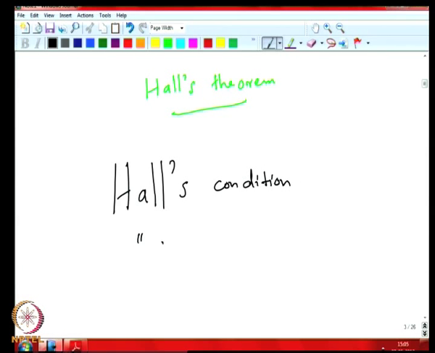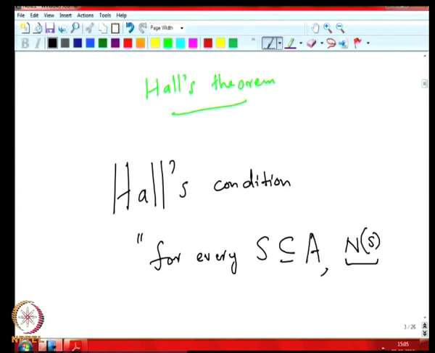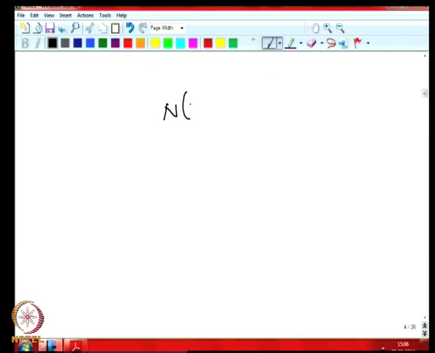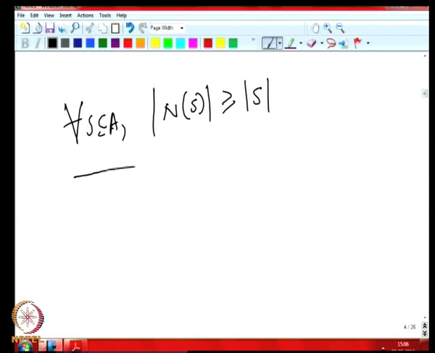What is the condition? The condition says for every S subset of A, that means if you consider any subset of vertices from the A side, and then count the neighborhood of S, which will be all on the B side, this has to be at least as big as the cardinality of S. N of S cardinality should be greater than or equal to cardinality of S for all S subset of A. This is Hall's condition.